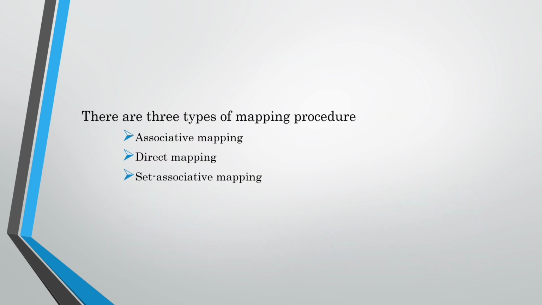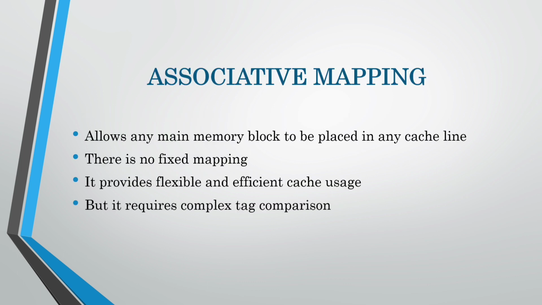There are three types of mapping procedure: associative mapping, direct mapping, and set associative mapping. Associative mapping. In associative mapping, any block of main memory can be mapped to any block in the cache memory. There is no fixed mapping between specific cache lines and main memory locations.